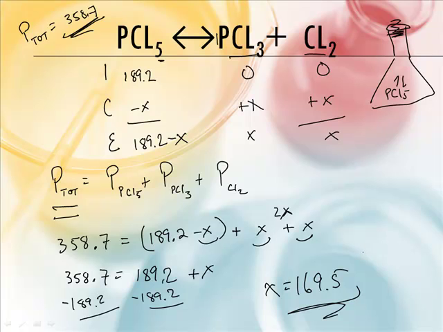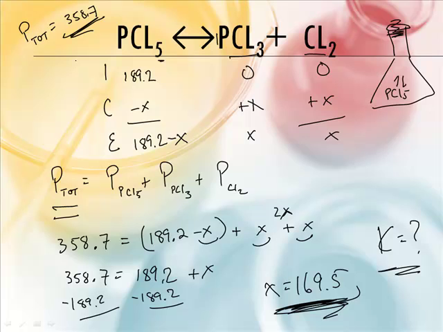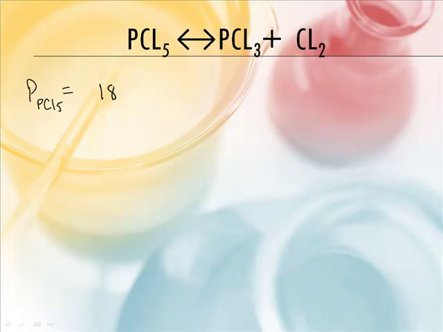Actually, if you read the question, what's it asking for? What is the value of K? But if I know what x is, then I am good, right? So the partial pressure of the PCl5 is equal to 189.2 minus that value of x, which was 169.5.